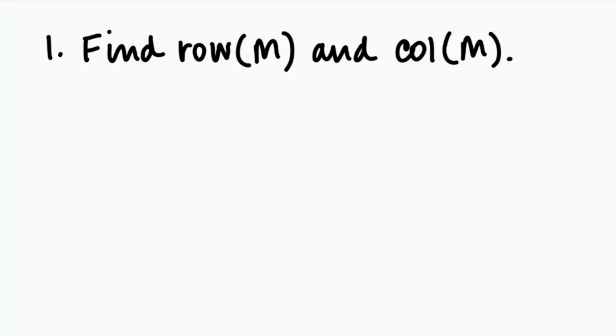All right, in this video, we're going to be working linear algebra homework 4.3. And so we're going to be finding some row spaces and column spaces. So we're going to start by finding the row space and column space of each of these 6 matrices that you can see on your problem set. So the first one is 1, 3, and 2, 6. So M is 1, 3, and 2, 6.